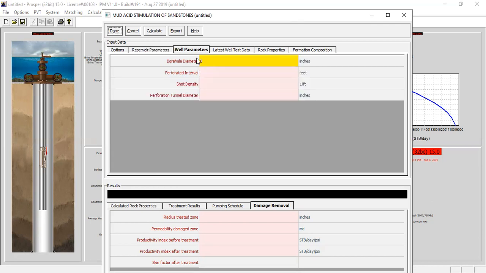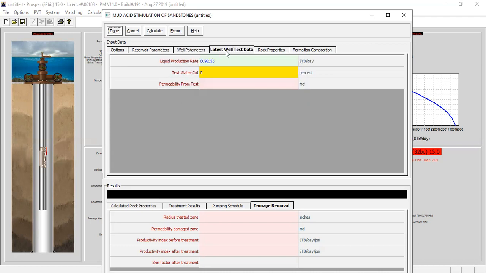And for the next section is the well parameters, borehole diameter, 8.496 inches, perforated interval, 100 feet, shot density, 8 per foot, perforation tunnel diameter, 0.62 inches. All right. So you see, we actually need all these parameters before performing acidizing design. And okay, let's say latest well test data.